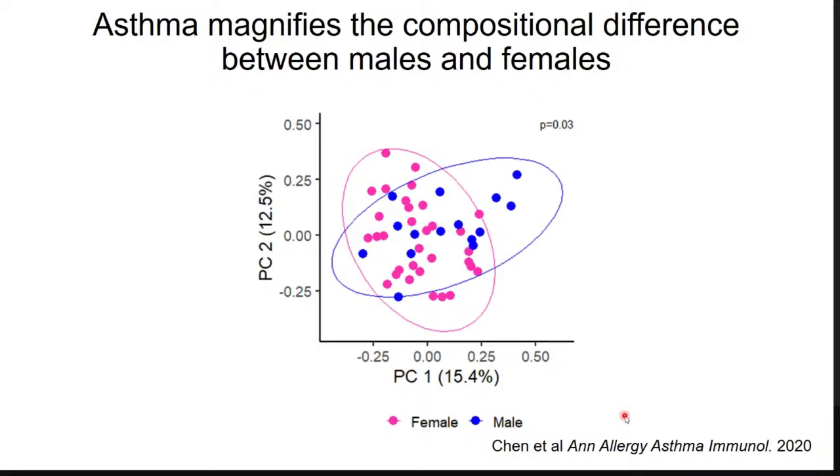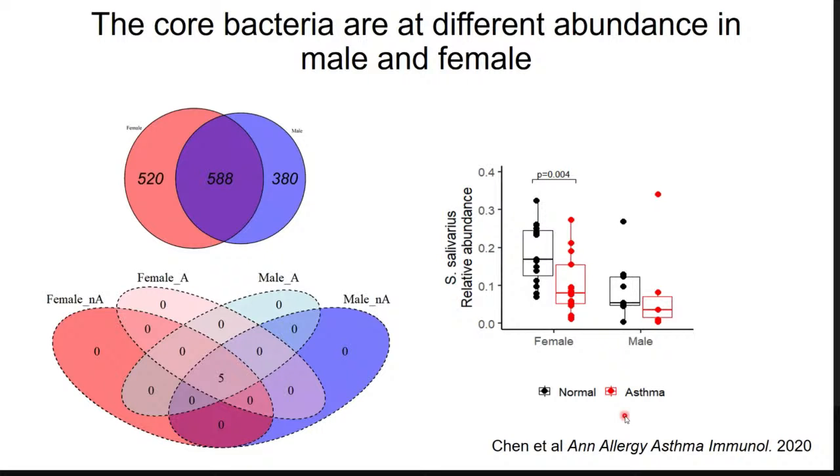If we plot the composition of the microbial community, they are very different. Blue are males and pink are females. We identified different bacterial species in females and males, but very interestingly, we identified four bacterial species present in all the samples, no matter male or female, asthma or non-asthma. The most abundant one is Streptococcus salivarius. Females have more salivarius and males have less. However, within each gender, asthmatics always have less of this salivarius. It seems salivarius may have a protective role in asthma exacerbation or development.